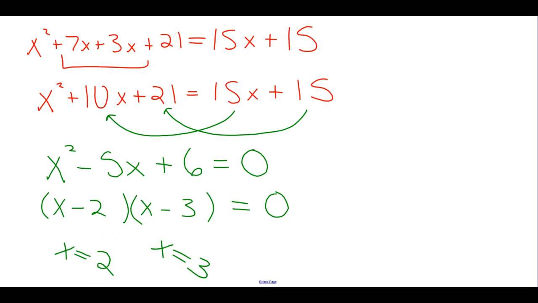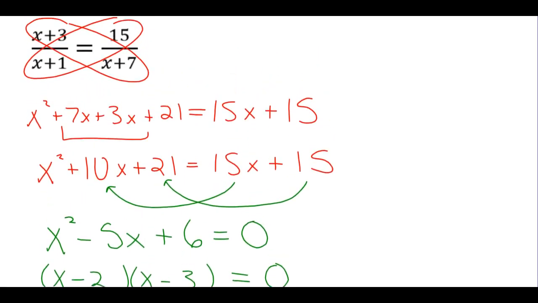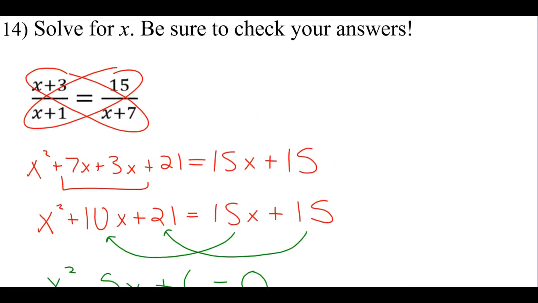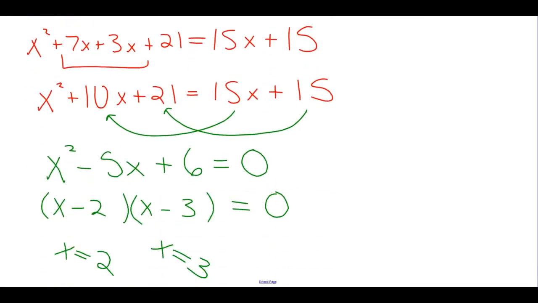Now, let's go back to the original problem. We said our answers are 2 and 3. When I plug those back into the denominator, do we have any issues where the denominators are 0? No. So we're good. Those are both correct answers.